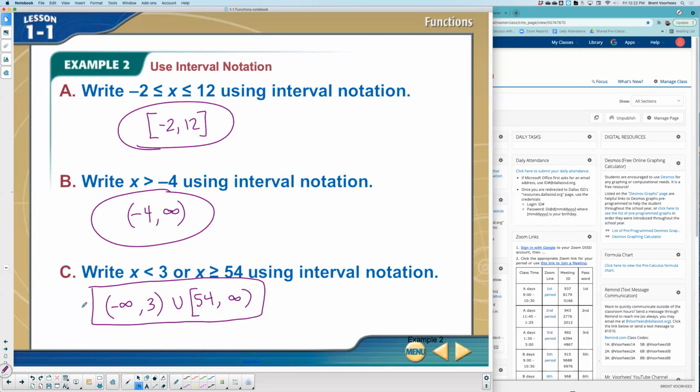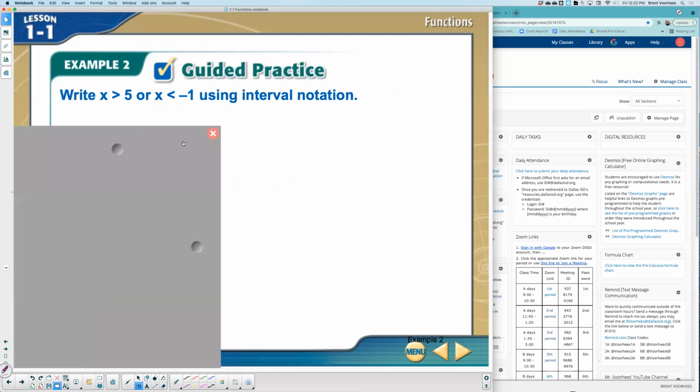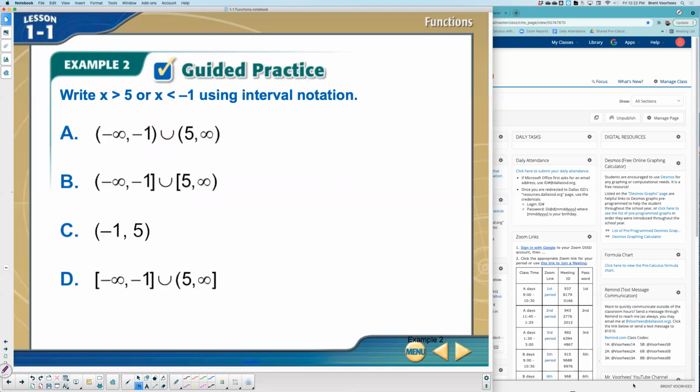All right, DOL number 2. I'll give you about a minute to come up with your solution here.